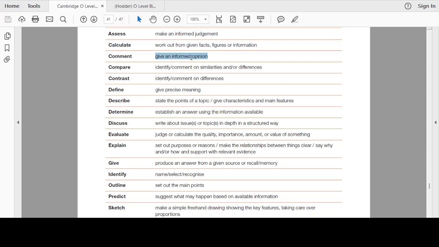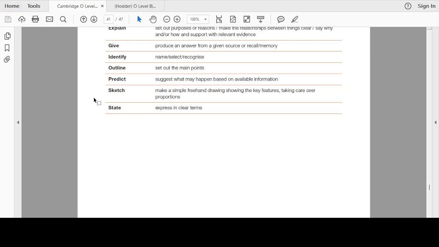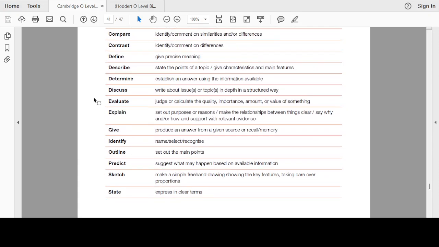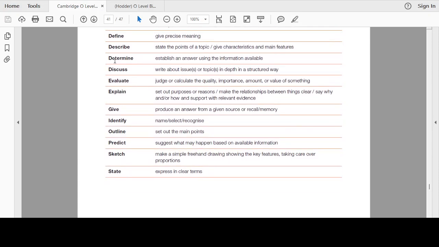Comment, an informed opinion, right? So based on what you know from your syllabus or maybe data that you've been given. Compare, identify or comment on similarities or differences, right? So comparing means similarities and differences both. Contrast, this is basically commenting on differences, right? Define, give precise meaning, right? They might be asking you for certain definitions of what things are.